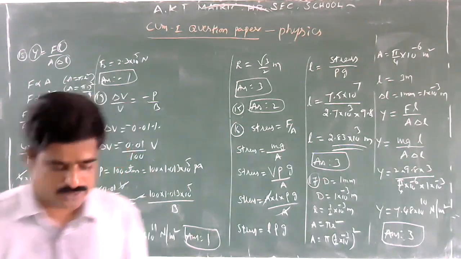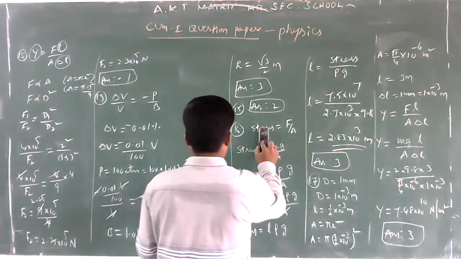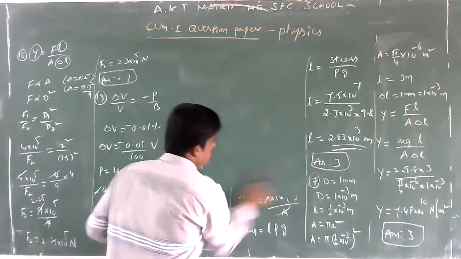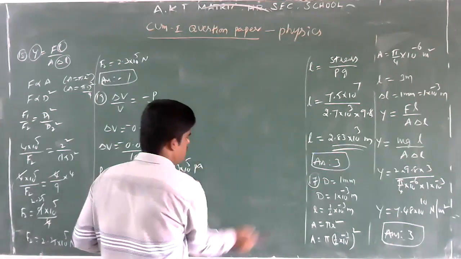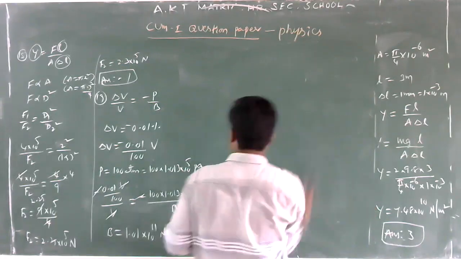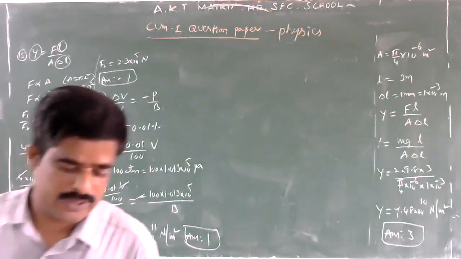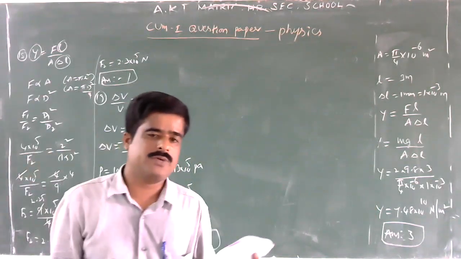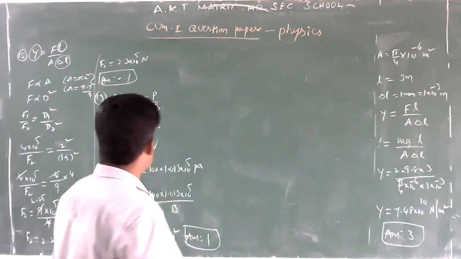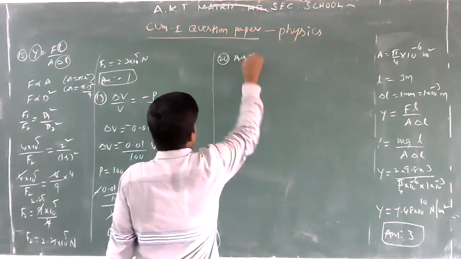Next, 28th question. Which of the following is the graph showing stress strain variation for elastomers? For elastomers, stress changes exponentially with strain. So which graph is correct here, which varies exponentially? Third graph. So for 28, third option is correct.